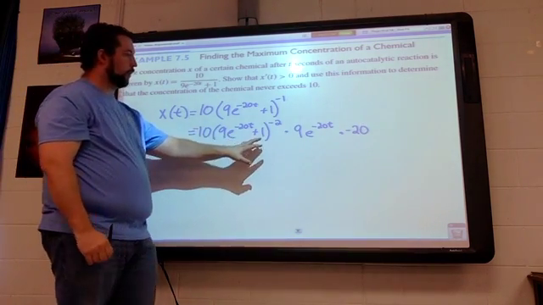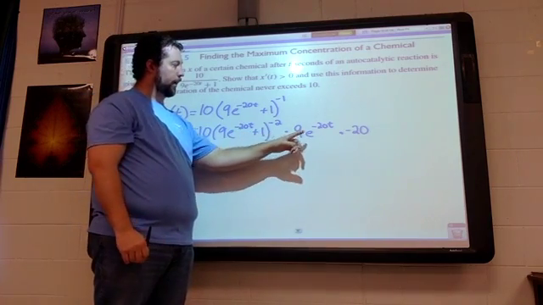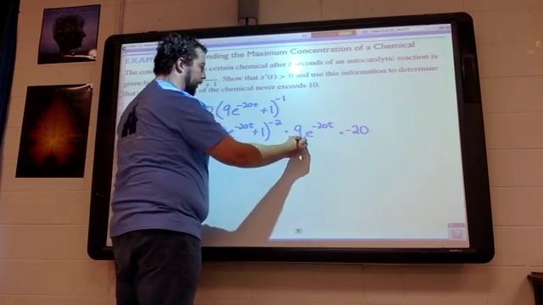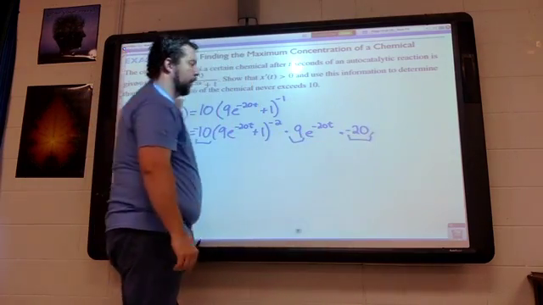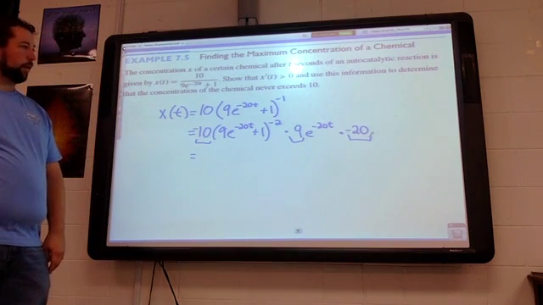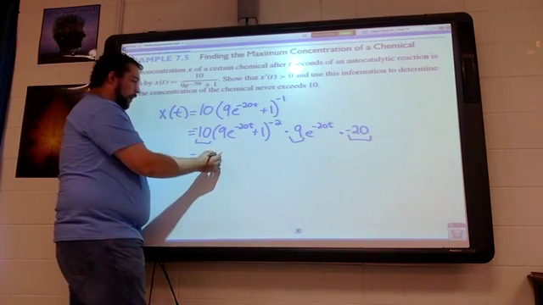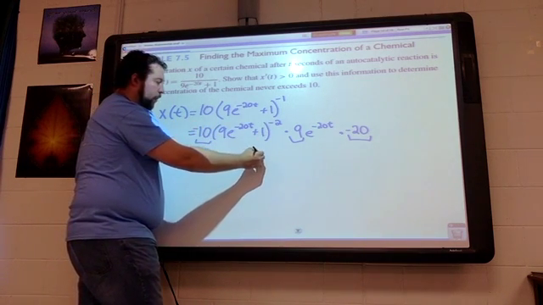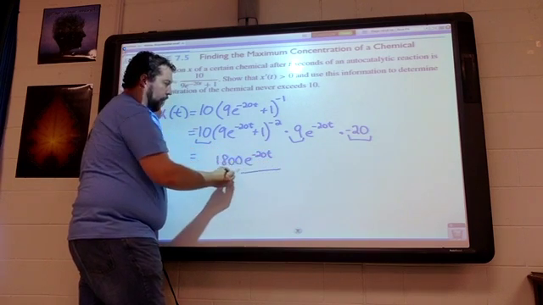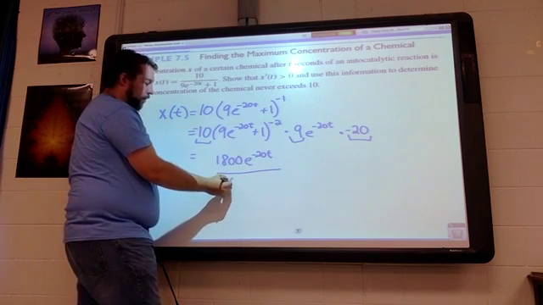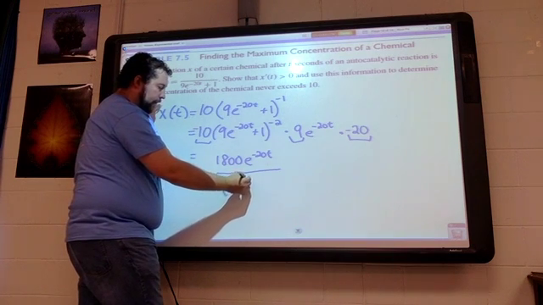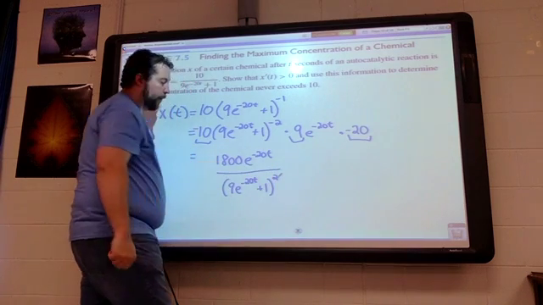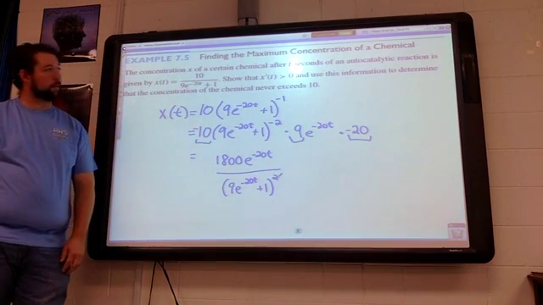When I rewrite here, I've got multiplication, the parentheses, multiplication, multiplication. So we can take the negative 10, the 9, and the negative 20 and multiply them all together. That gives me a positive 1800. The e^(-20t) will be on top, and then we move this negative 2 back to the bottom, and that becomes (9e^(-20t) + 1) squared. And that's the derivative.